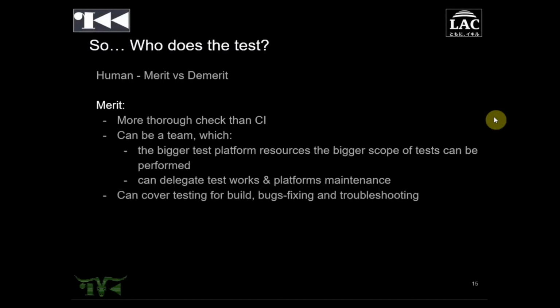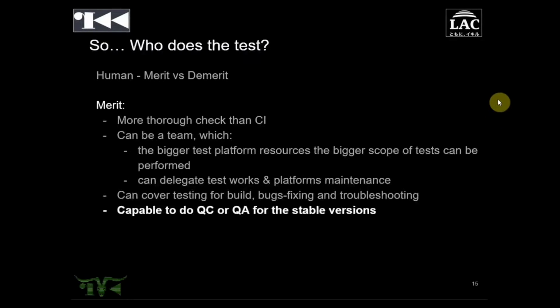And humans can cover testing for builds, bug fixes, and troubleshooting too, which we will explain later in the next slides. The next one is that a human is capable of quality control or quality assurance of the stable versions after doing thorough checks and thorough testing, and then having no bugs or regressions spotted.